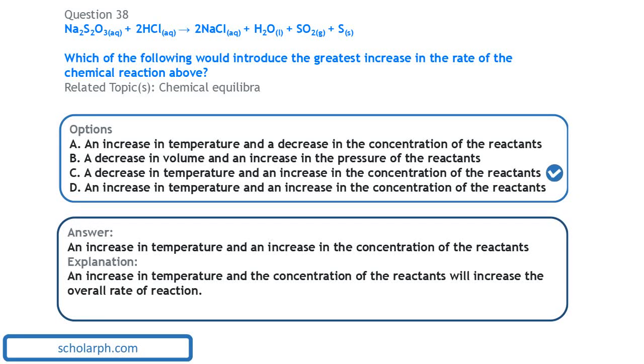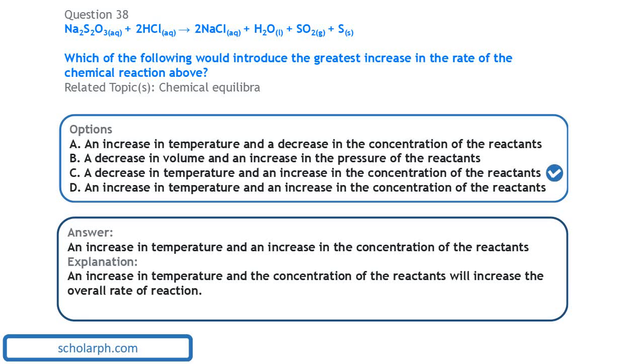Alright, generally an increase in temperature and in the concentration of the reactant would increase the rate of a chemical reaction. An increase in concentration will increase the rate of the chemical reaction, and an increase in temperature will also increase the rate of the reaction, because in both cases the forward reaction would be favored. Increasing the concentration of the reactant is going to favor the production of the product.